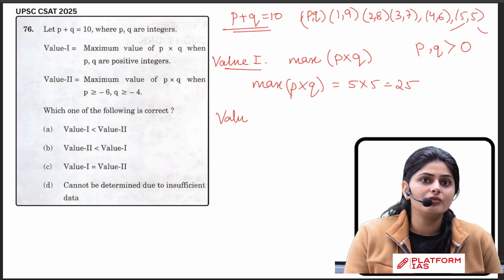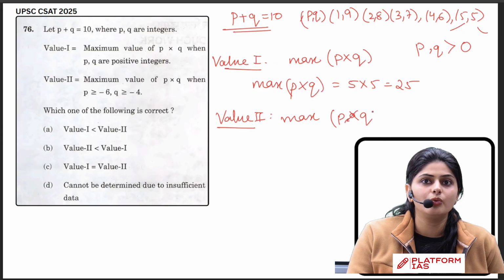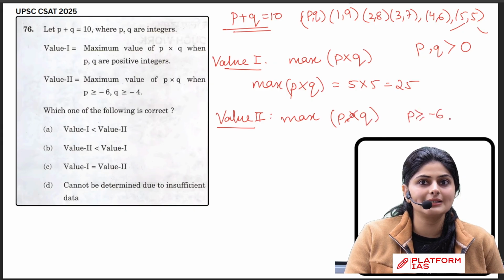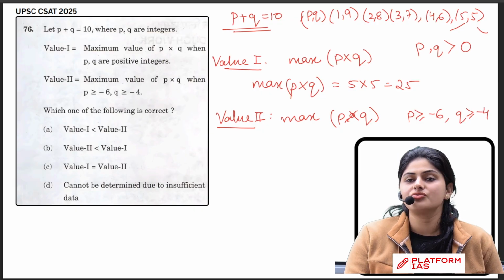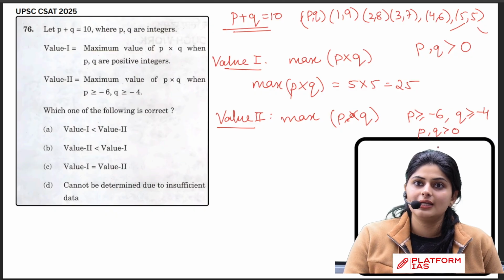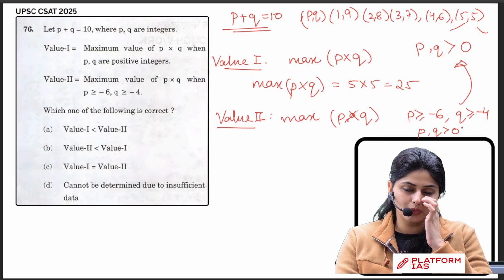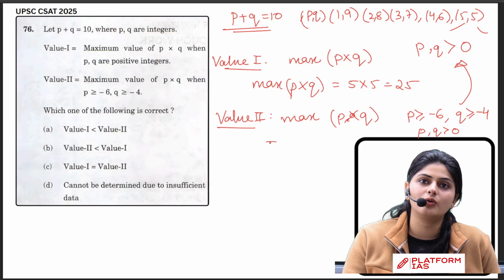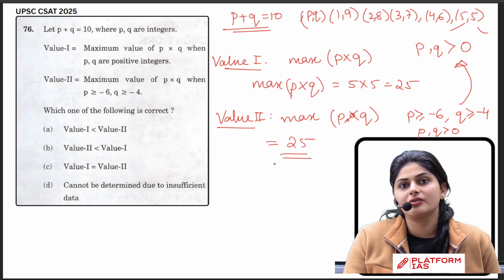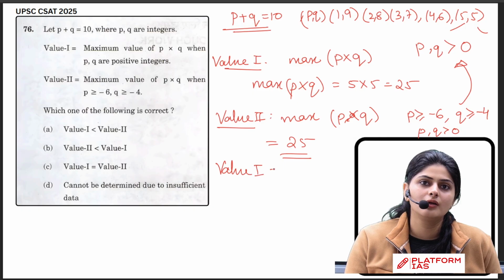Now what will be the value of the second one? It says the maximum value of p multiplied by q when p is greater than minus 6 and q is greater than or equal to minus 4. That means p and q are greater than 0 here also. So basically it is one and the same thing. The maximum value of p times q here also will be 25. So value 1 is equal to value 2. Your answer will be option number C.